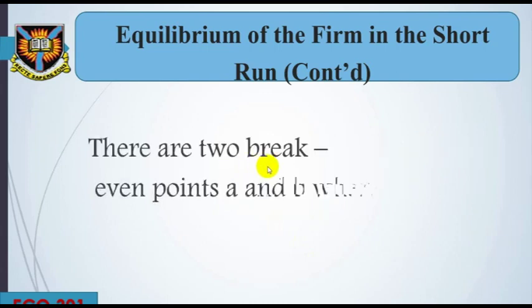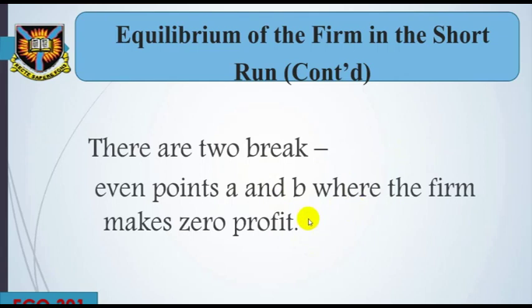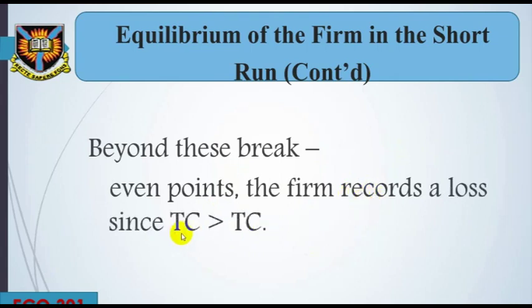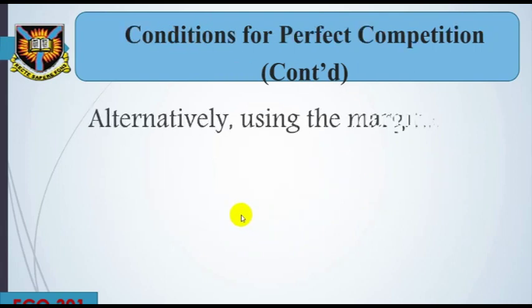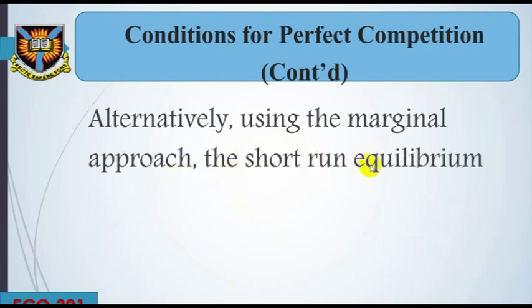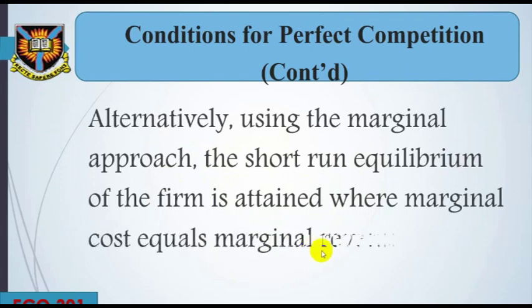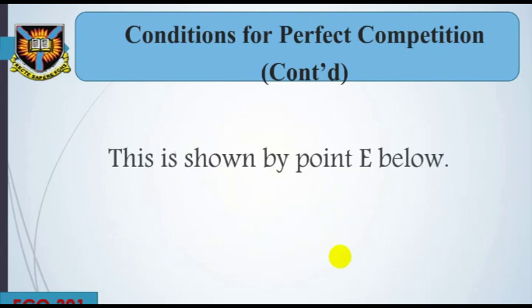There are 2 break-even points A and B where the firm makes 0 profit. Beyond this break-even point, the firm records a loss since TC is greater than TR. Alternatively, using the marginal approach, the short-run equilibrium of the firm is attained where marginal cost equals marginal revenue. This is shown by point E below.